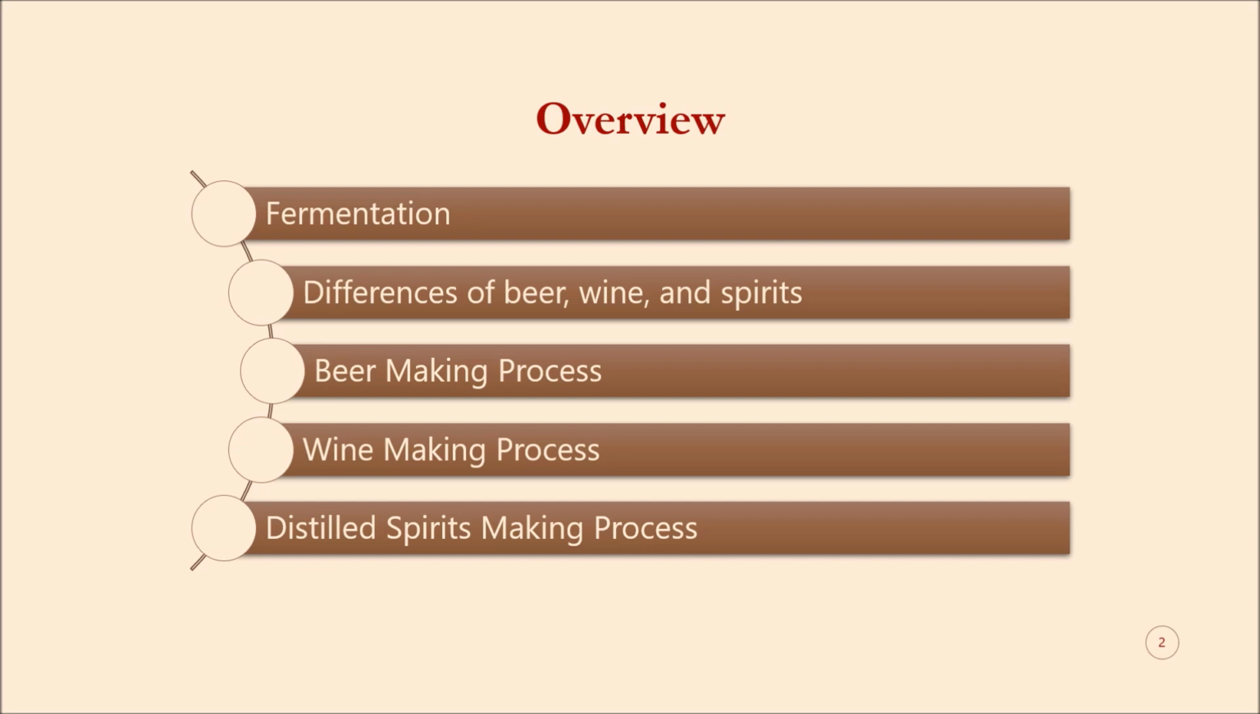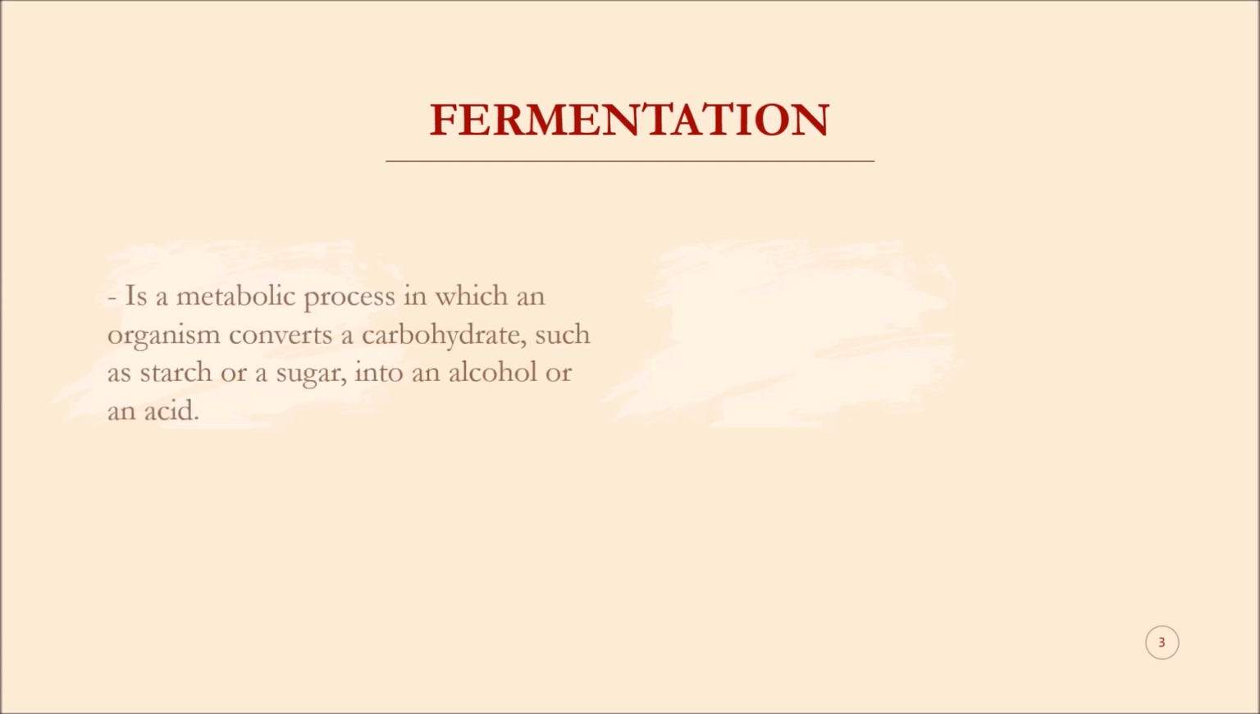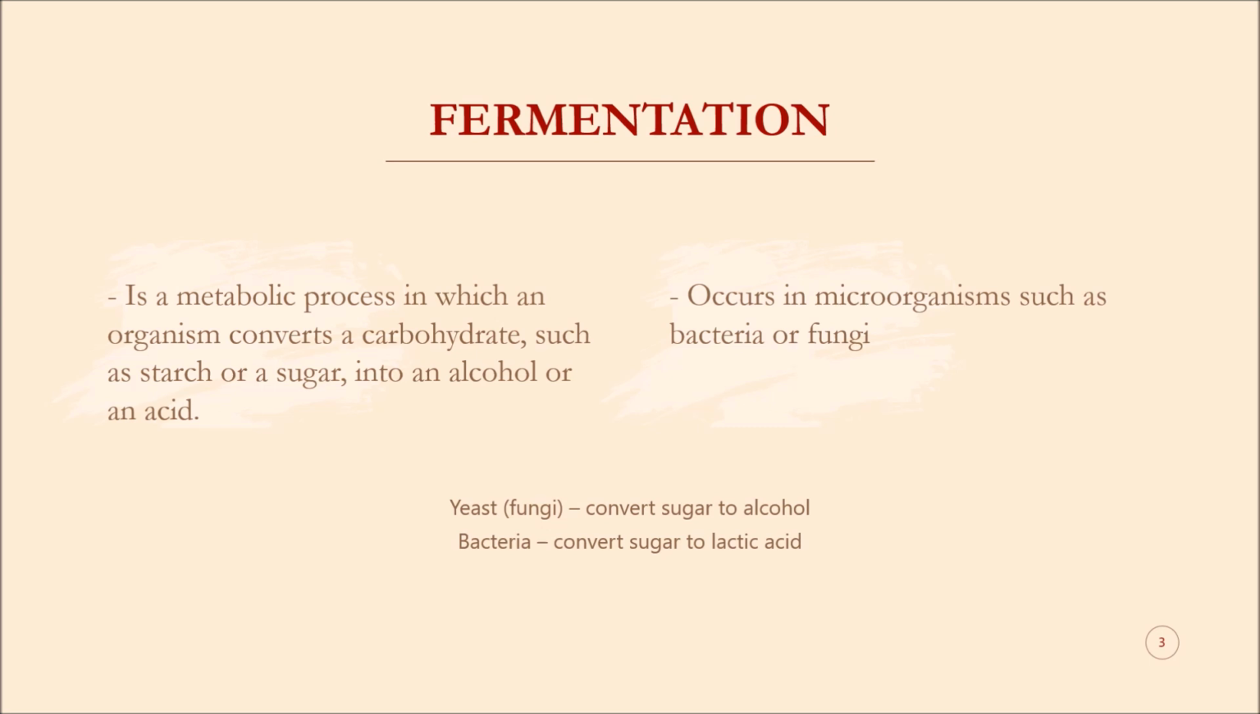First, let us go to fermentation. Fermentation is the main process in the making of alcoholic beverages. It is a metabolic process in which the starch or sugar is converted into alcohol or acid. Fermentation occurs in microorganisms such as bacteria, which is responsible for converting sugar into lactic acid, and fungi like yeast, which converts sugar into alcohol.